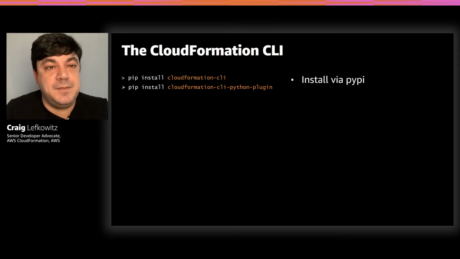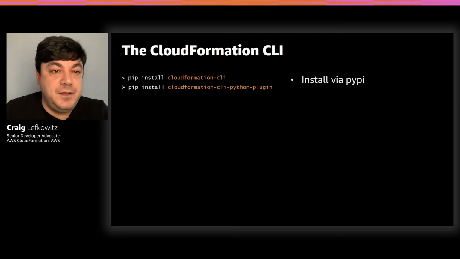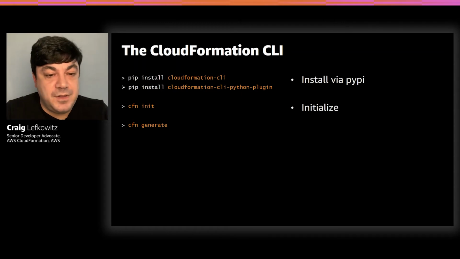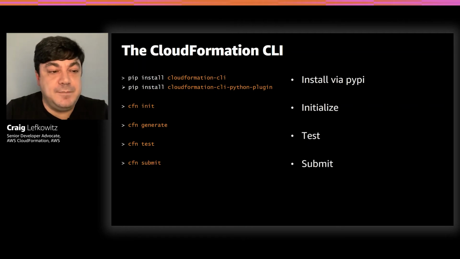So let's talk a little bit about the CloudFormation CLI, which is an open source tool that provides a consistent way to model and provision resource types through CloudFormation. It includes commands to enable each step of creating your extensions. It's installed through PyPI and provides several commands that assist with developing, testing, and submitting resource types. It also has commands to initialize the scaffolding for a new project, run contract tests, and submit your resource type to the registry.